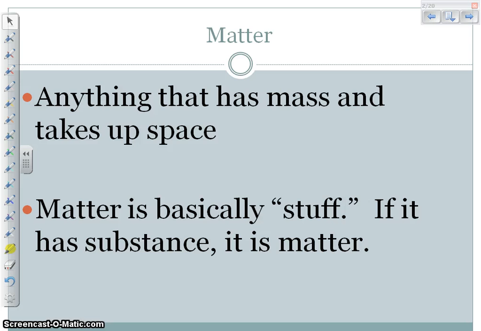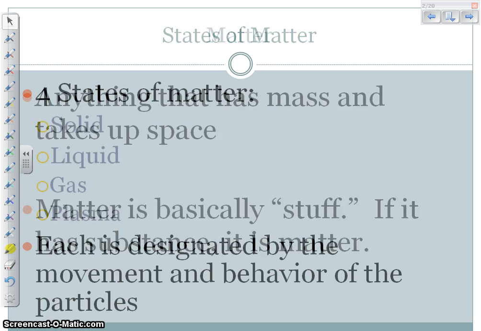As you remember, matter is anything that has mass and takes up space. In a simpler way of saying it, matter is basically stuff. If it has substance, it is matter. Energy is going to be the movement of stuff, and we'll talk about that when we get into physics, but right now matter is just anything that has substance, takes up space, and has mass.